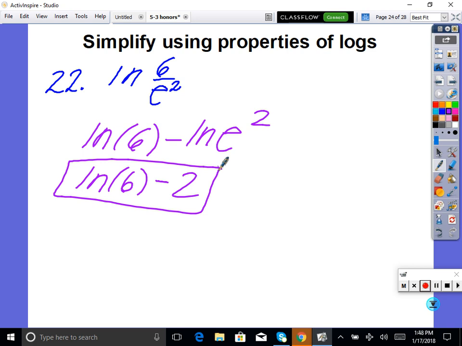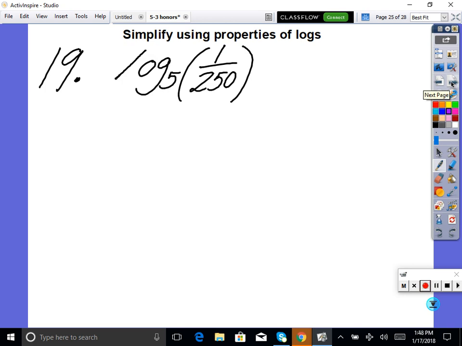Okay, this is the one off of your homework now. 19. This one has been asked the question every single hour. So looking at this, we have log to the base 5 of 1 over 250. We're using properties of logs to rewrite this. So let's see here. There's so many ways to do this. I personally look at this and say, okay, I have log to the base 5 of, how do you want to look at it?